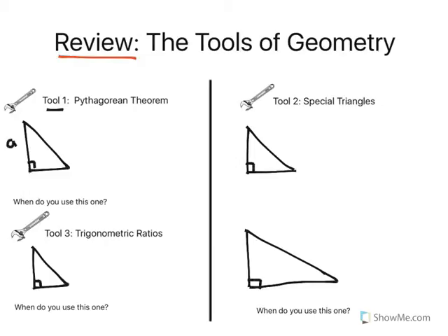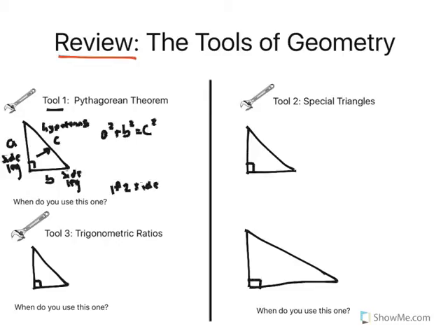So let's say we have this side here and this side here. Let's call this one side or leg A. Let's call this one side or leg B. And let's call this one across from the 90-degree angle C or the hypotenuse. There is a relationship between the sides in a right triangle where A squared plus B squared equals C squared. So when do we use this tool? If we have 2 sides and we need to find the third.